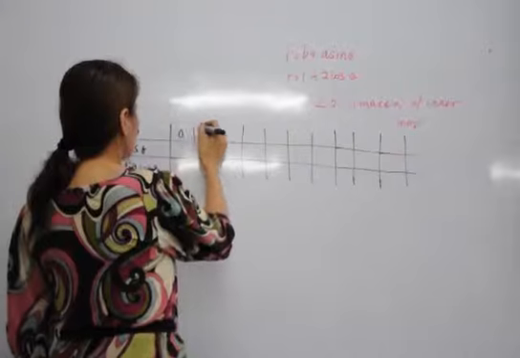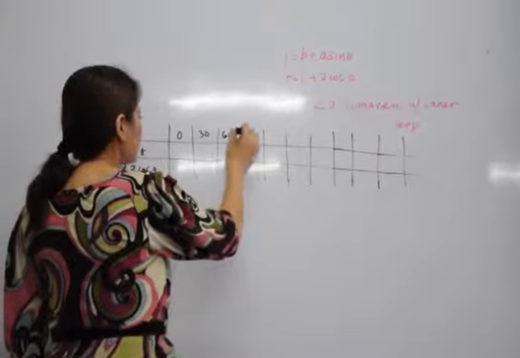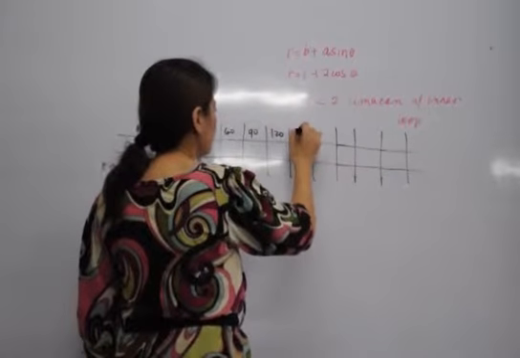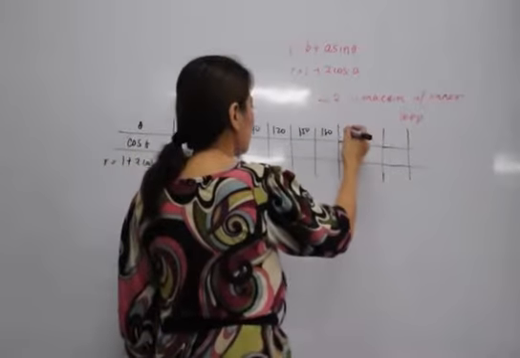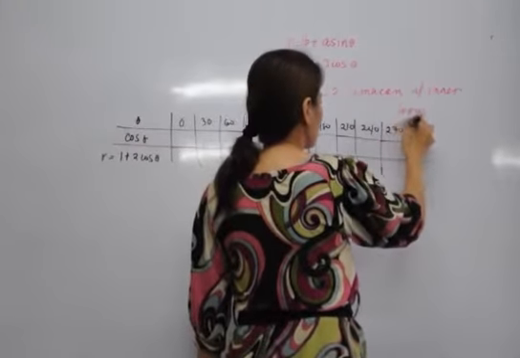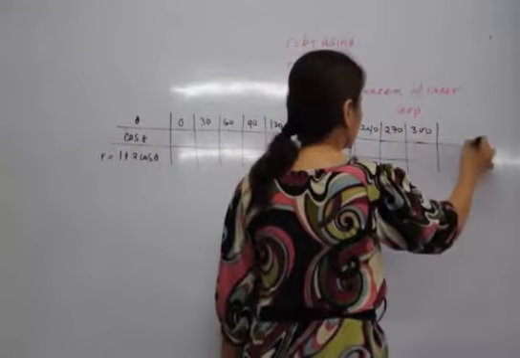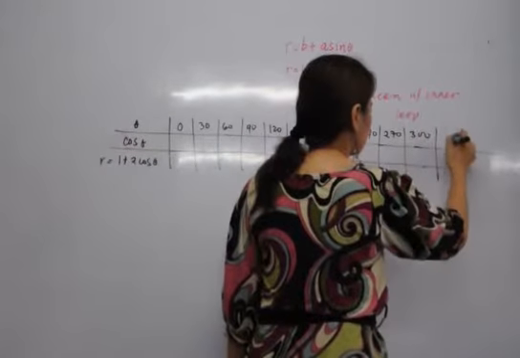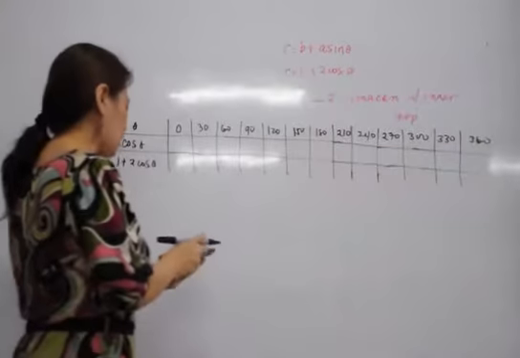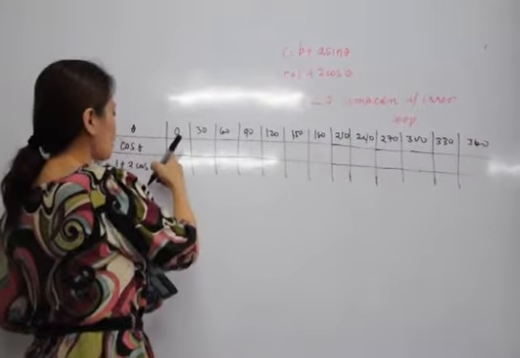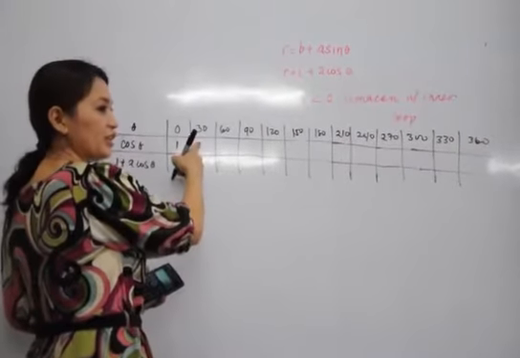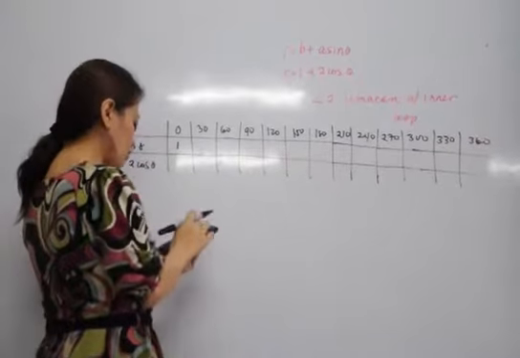So starting with 0, then we have 30, 60, 90, 120, 150, 180, 210, 240, 270, 300, 330, and 360. Now, determine the value of cosine theta. We know that cosine 0 is 1. What is cosine 30? That is the square root of 3 over 2.